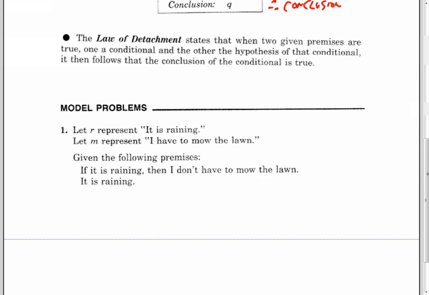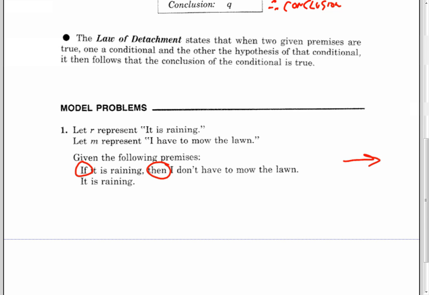How would you do that? Premises? If I see those keywords, it's a conditional, so I'll put this.